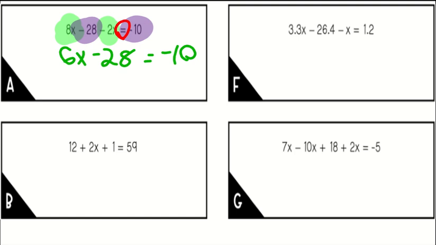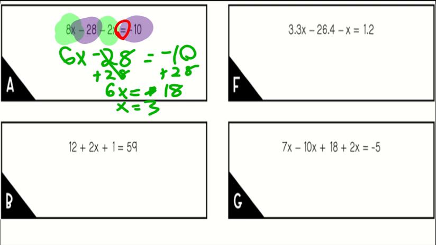And now it's just a regular equation. So we solve by doing opposite. I add 28 to both sides. I get 6x, because those cancel out, equals, signs are different, subtract. But 6x equals 18. We divide by 6, so we get x equals 3. Any questions on that one?